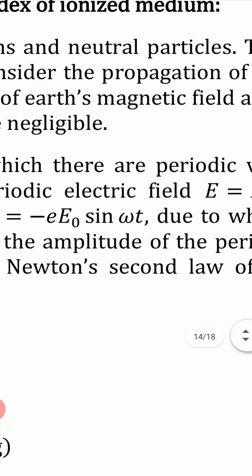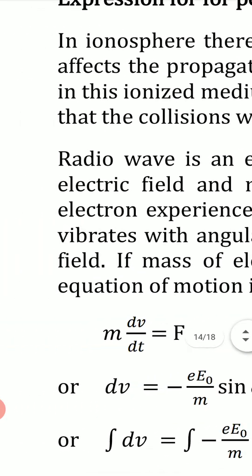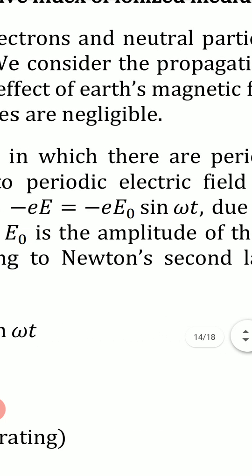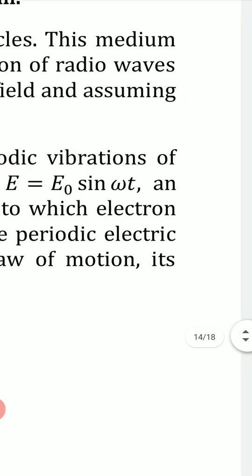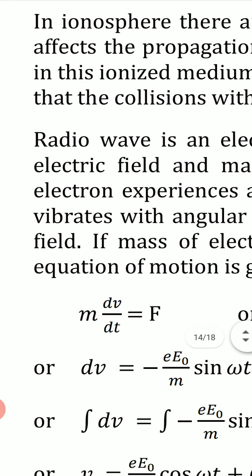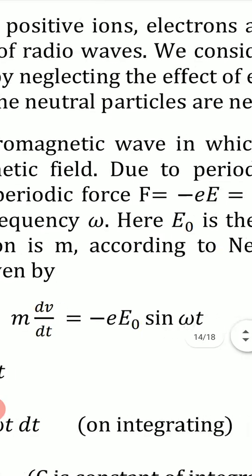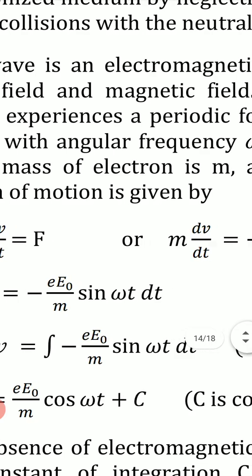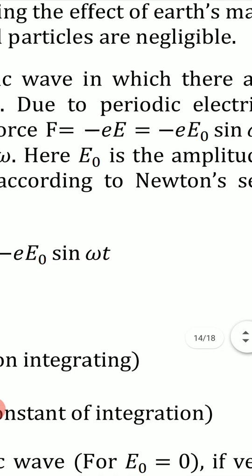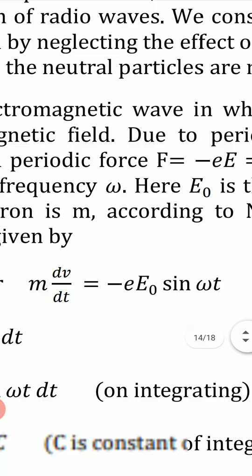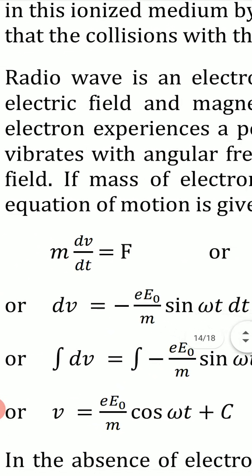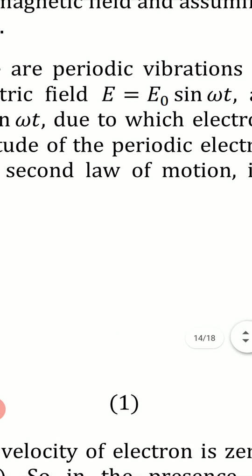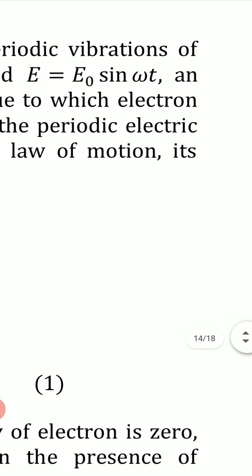We consider the propagation of radio waves in this ionized medium by neglecting the effect of Earth's magnetic field and assuming that the collisions with the neutral particles are negligible. Radio wave is an electromagnetic wave in which there are periodic vibrations of electric field and magnetic field. Due to periodic electric field, E equal to E0 sin omega t.